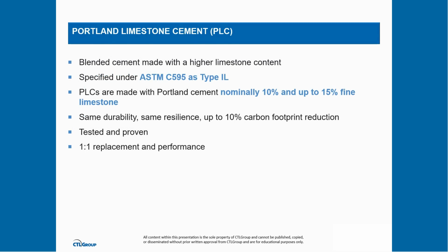Portland limestone cement is a blended cement made with higher limestone content. They are specified under ASTM C595 as type 1L. PLCs are made with Portland cement, nominally 10% and up to like 15% fine limestone. The performance of PLC is very similar, and the durability and the resilience is very similar when compared to the ordinary Portland cement. However, the advantage is it helps in reducing the carbon footprint up to 10%.